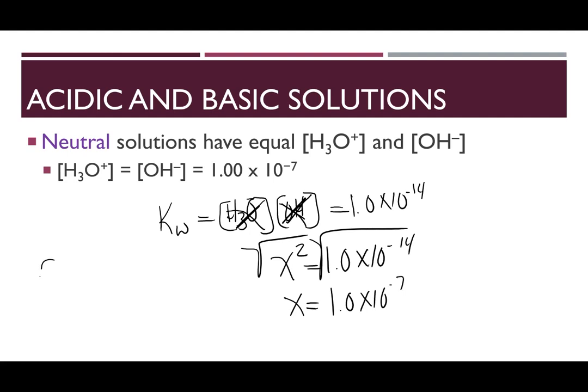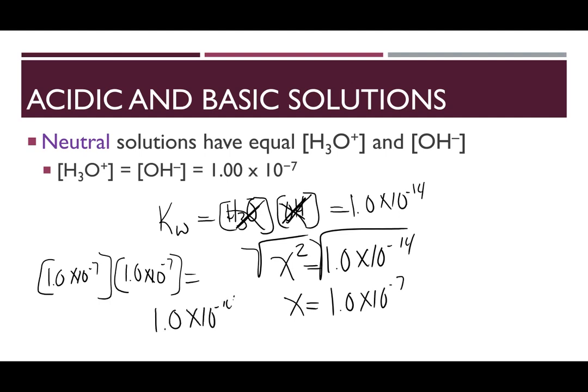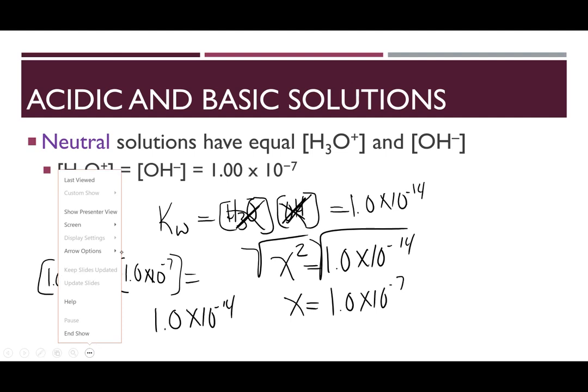We can prove this to ourselves. So we could take 1.0 times 10 to the negative 7th times 1.0 times 10 to the negative 7th. And if you plug that into your calculator, it will equal 1.0 times 10 to the negative 14th. So just a couple different ways that we can prove this statement to ourselves mathematically. Okay.